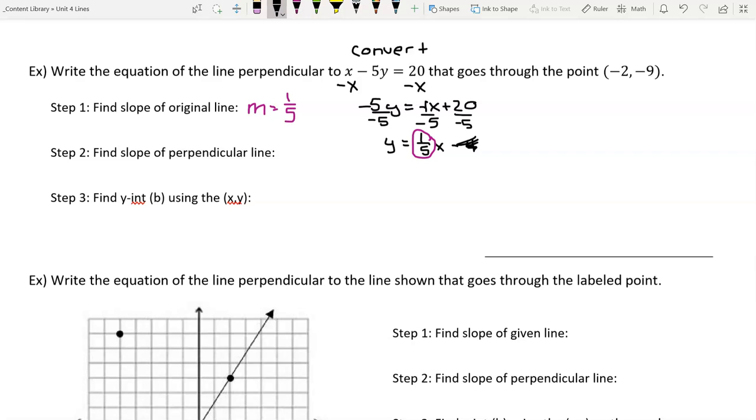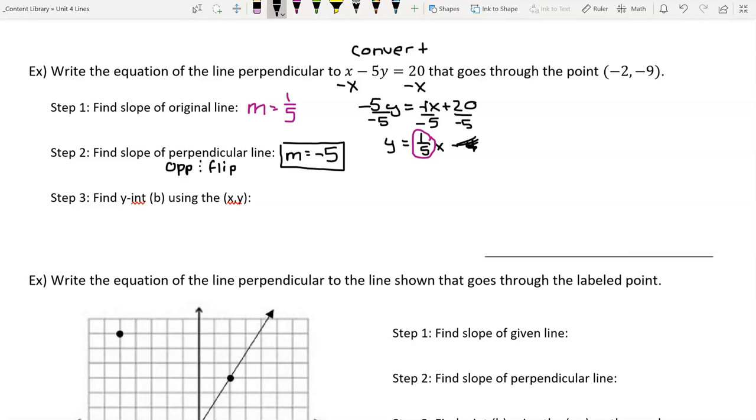But remember, today that changes. Perpendicular means opposite sign, flip or reciprocal. So my new slope, the one I'm going to use in this equation, is: if this was positive, it's now negative, and flipping this would be 5 over 1, but just 5, okay? That's why it's important to write the original and then do the change if there's a change.